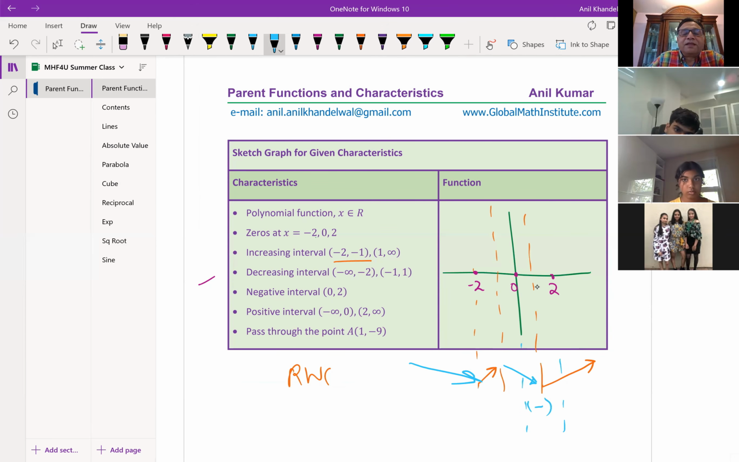Positive between negative infinity to 0. It is positive here, and from 2 to infinity it is positive there also. So except for between 0 to 1, it is positive, and it is passing through a point which is (1, -9). So somewhere here it passes through this point. So that is the kind of function which we have to make.